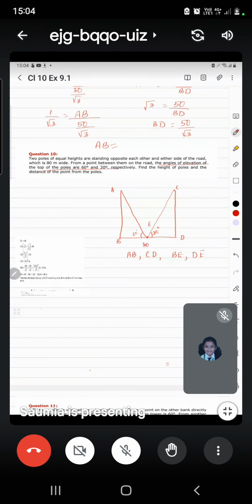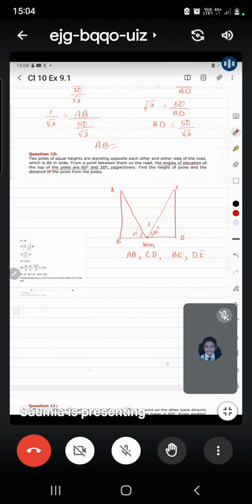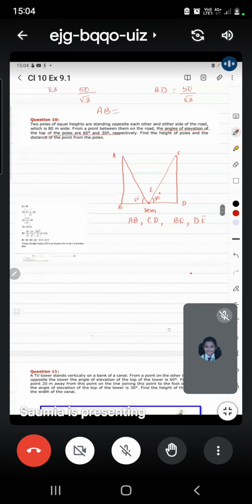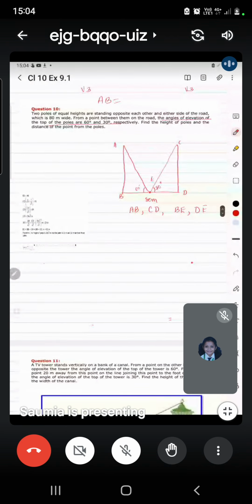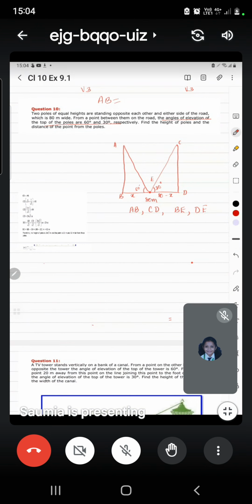Think. I only have one piece of information, that BD is equal to 80, and nothing else other than these two angles. So how do I go about it? We can take BE as x. So what will this be? 80 minus x. Now we can use tan ratios to find the height of the poles.